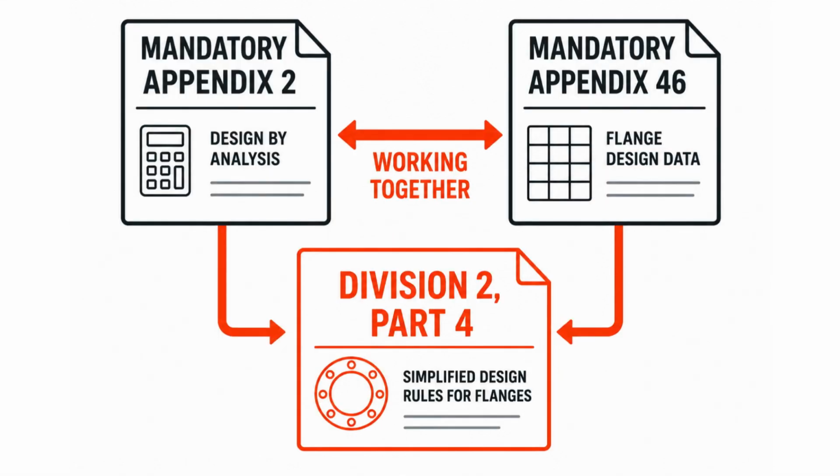This connects directly to Episode 1. The appendix itself explicitly says this cross-reference to Division 2 works in conjunction with Mandatory Appendix 46. Flanges have essentially become the standard, expected case of borrowing Division 2's design engine, rather than the exception. If Appendix 46 was the special tool for stubborn components, flange design in the 2025 edition shows where that pattern is heading for the rest of the code.